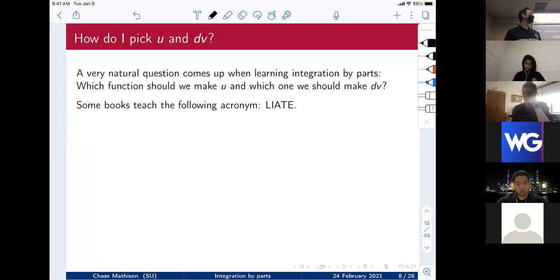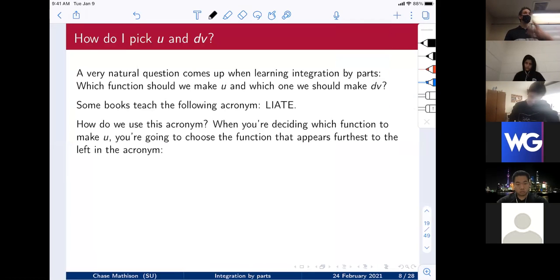Okay, so here's how you're going to use LIATE. When you're using LIATE to do an integral that looks like the integral of u dv, you're going to pick u to be whatever function appears furthest to the left in LIATE. The L stands for logarithms. If you have a logarithm in your integral, I want that to be u. I definitely don't want the logarithm to be in dv, because we don't really know how to integrate most functions that have logarithms in them.